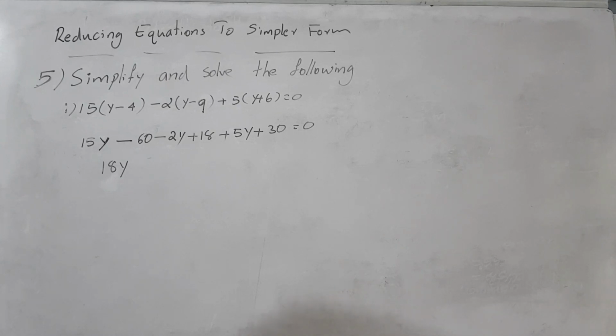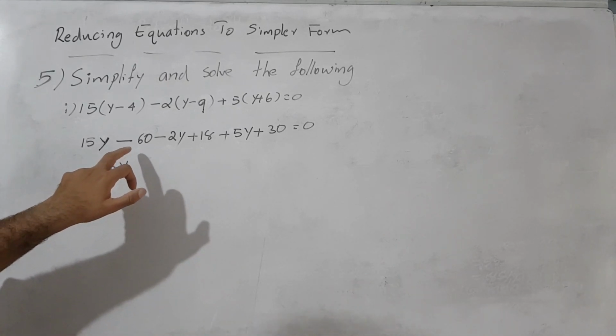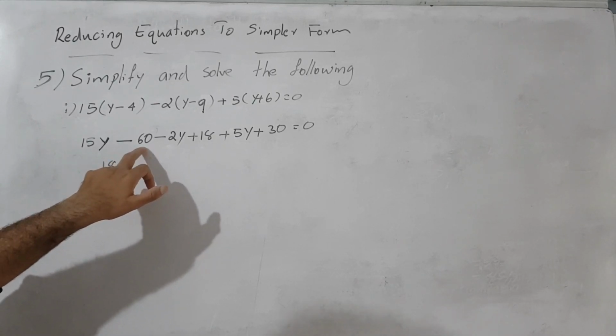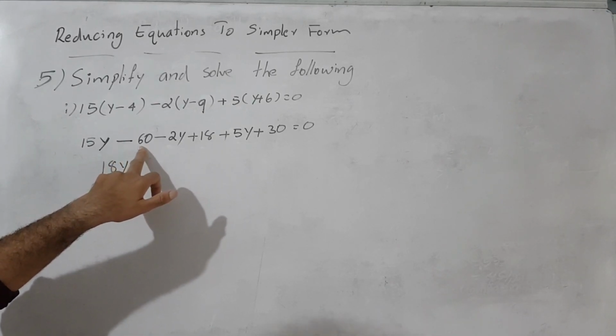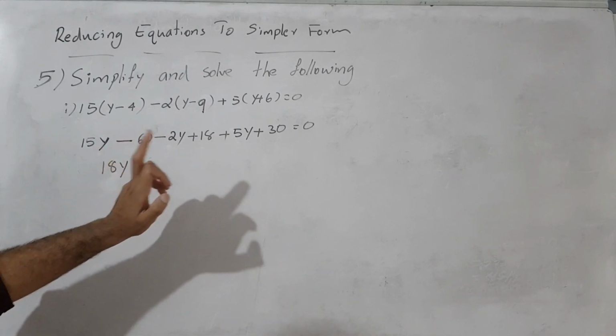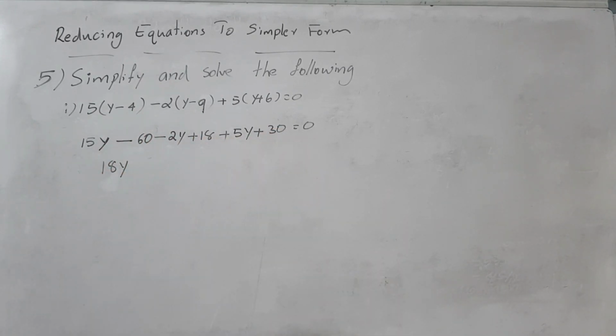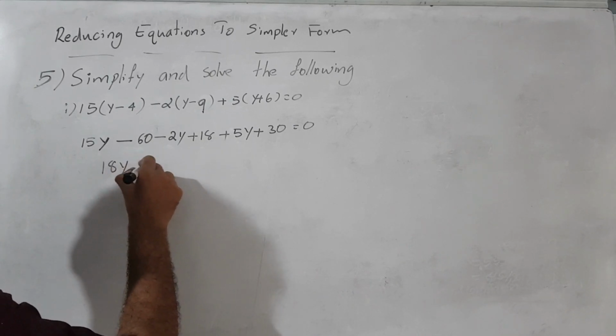60 minus 18 is 42. Correct? What is the sign of 42? The sign of 42 is minus because 60 is bigger. Then minus 42 plus 30. What is minus 42 plus 30? Minus 42 plus 30 is minus 12.